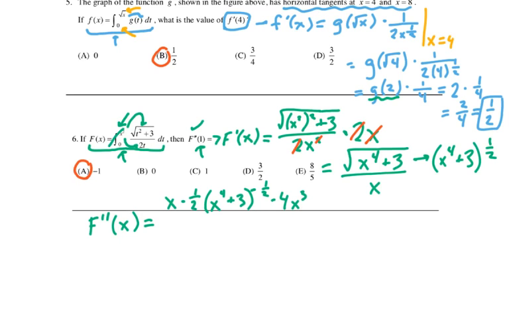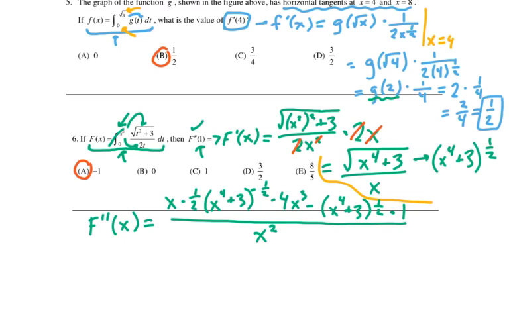Make a little space here. That's low d high. Let's do minus high, which is x to the fourth plus 3 to the 1/2. D low is just times the derivative of x, which is just 1. All divided by low squared, which is x squared.